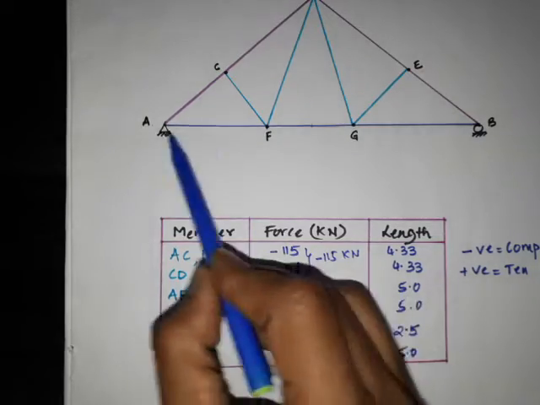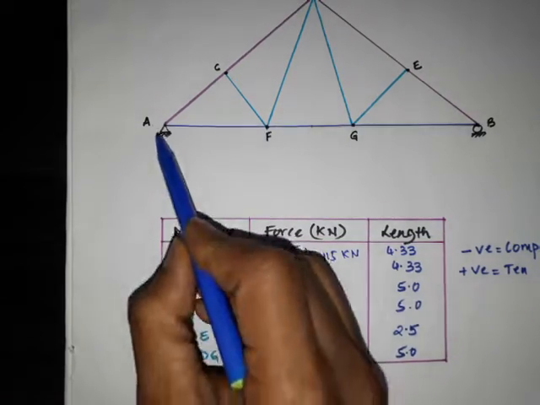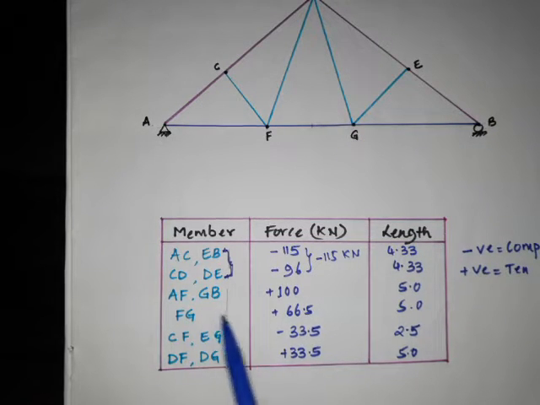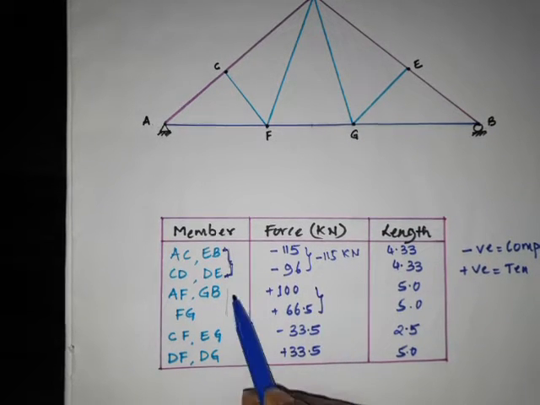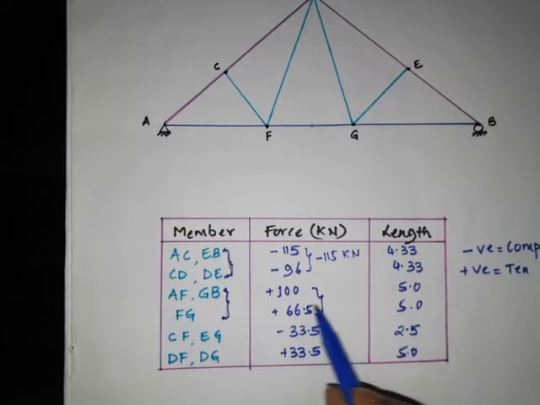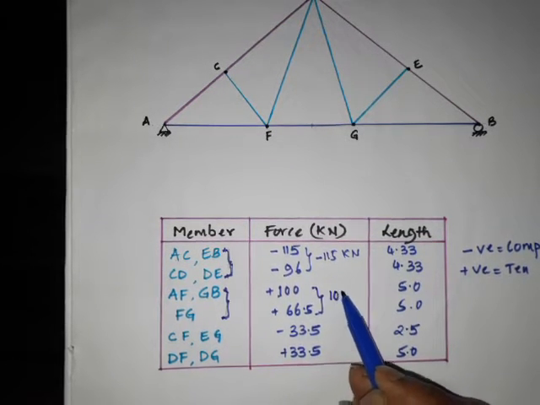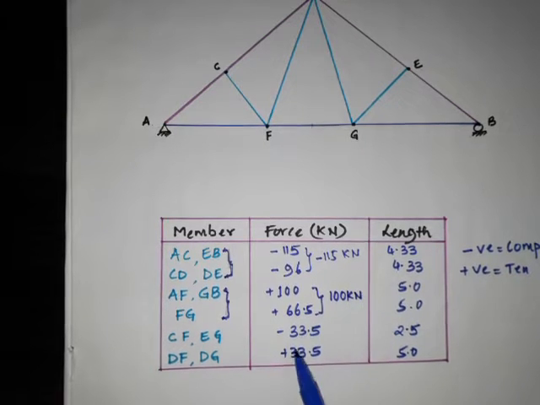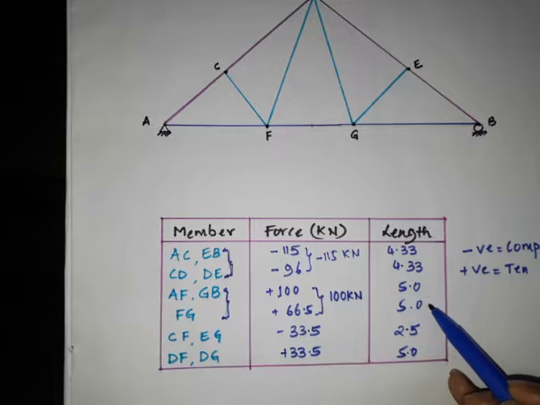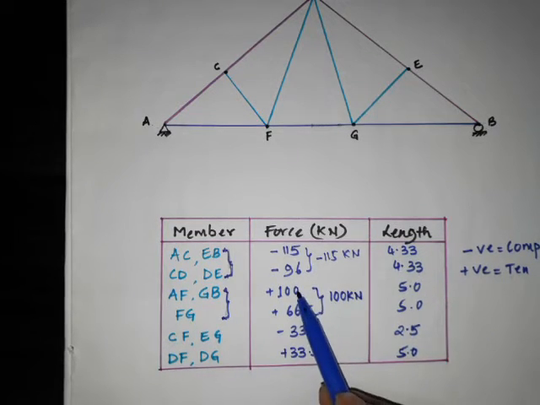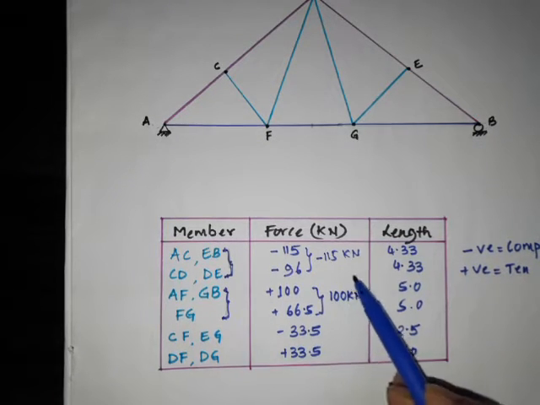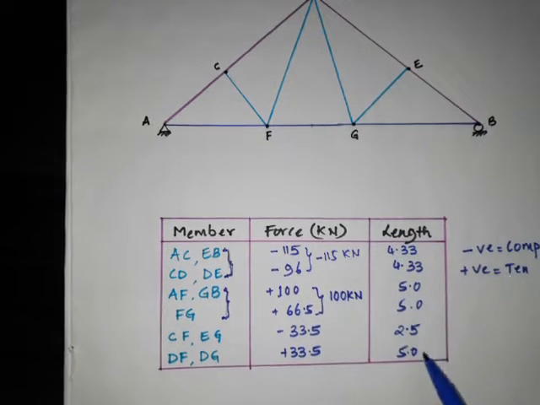The same applies to the bottom rafter or the tie beam. The tie beam is AF, FG or GB. Here again we have to club these members, and from this you have to design for 100 kilonewton, which is tension, because the length and the member are also the same. If the length changes, we have to design separately.